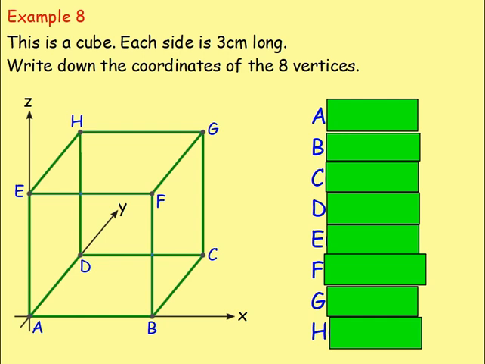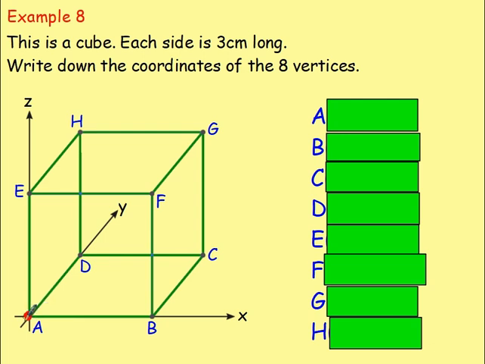Example 8. This is a cube. Each side is 3 centimeters long, and because it's a cube, they're all the same. They are indeed, every single length is 3 centimeters. Write down the coordinates of the 8 vertices, the 8 corners. So, each one we are going from the origin.